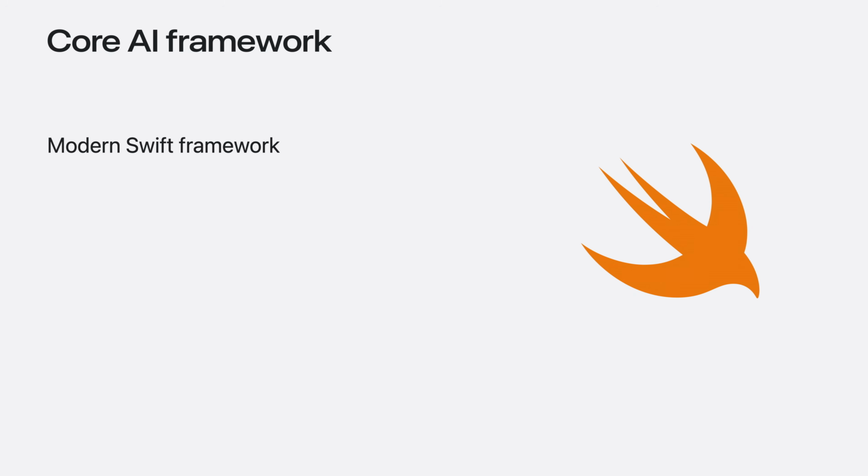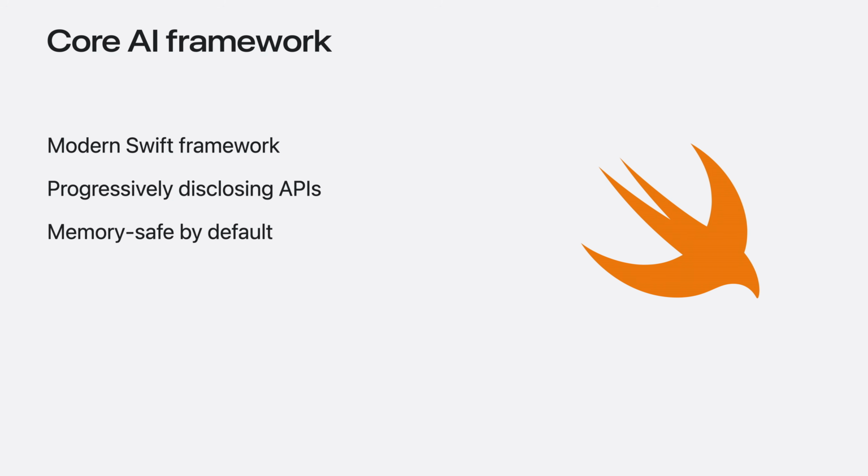Now that I've included the AI model file in my Xcode project and have examined its structure, the next step is to use the Core AI framework to run the model. The Core AI framework is a new Swift API surface for loading and running Core AI models. It offers a progressively disclosing set of APIs, which makes it simple to get things up and running, while also having deeper layers of flexibility for supporting performance-critical applications. Also, it uses modern Swift language features like non-escapable types to offer memory-safe APIs while not sacrificing performance.